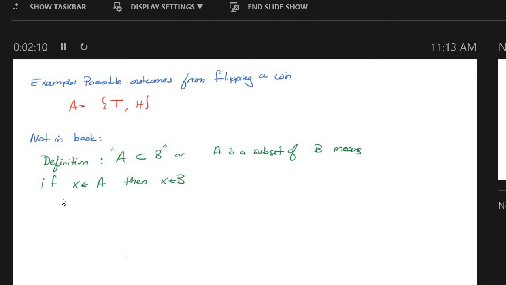So what does it mean for a set to belong to another set, one contained in the other? The formal definition is if X is a member of the first set, then X is also a member of the second set. That's the formal definition of what it means to be a subset.